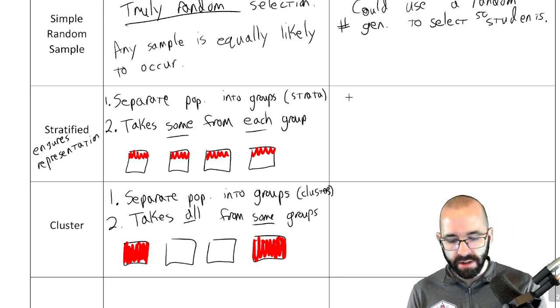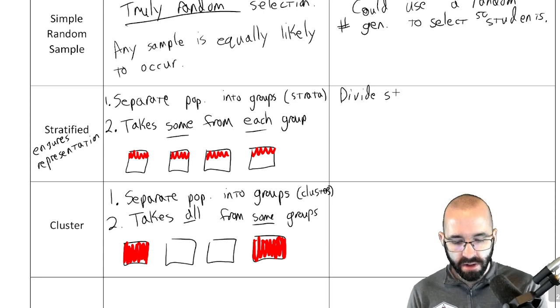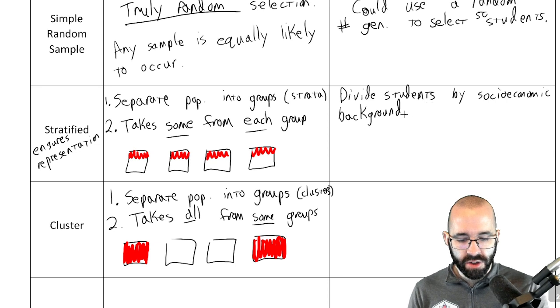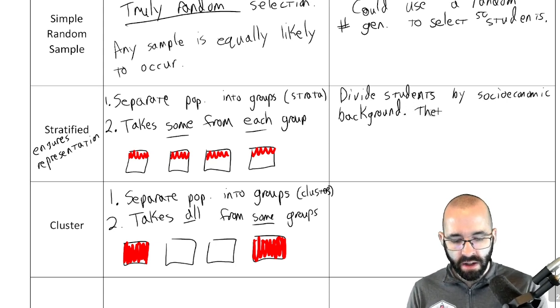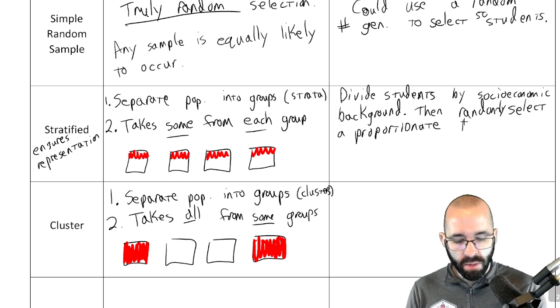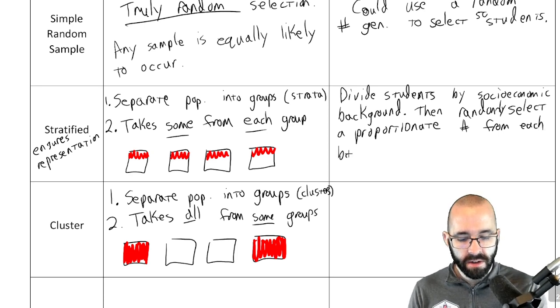So let's say divide students by, sure, socioeconomic background. And then randomly select. So there is a simple random sample going on inside of this. Randomly select a proportionate amount, proportionate number from each background.